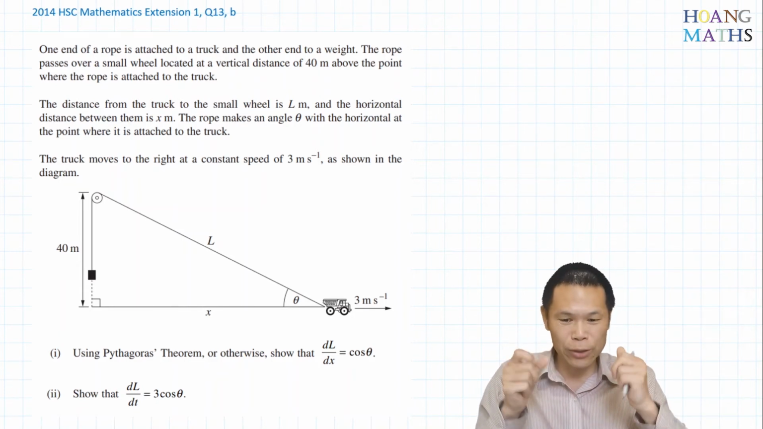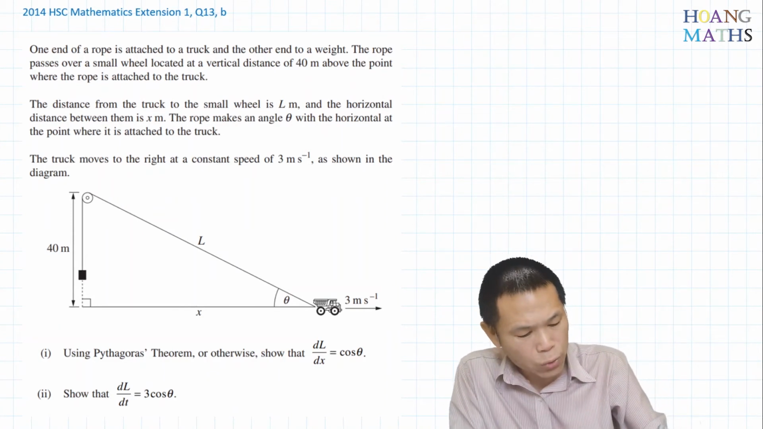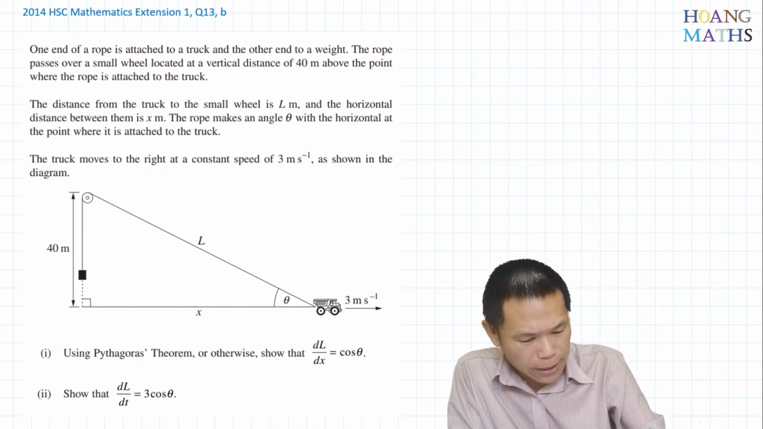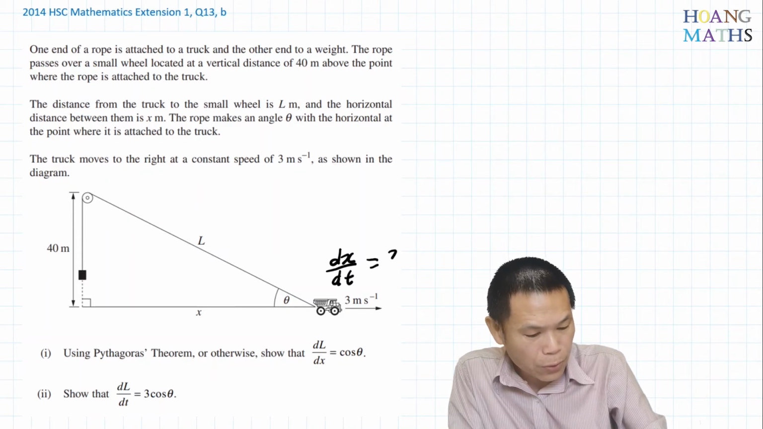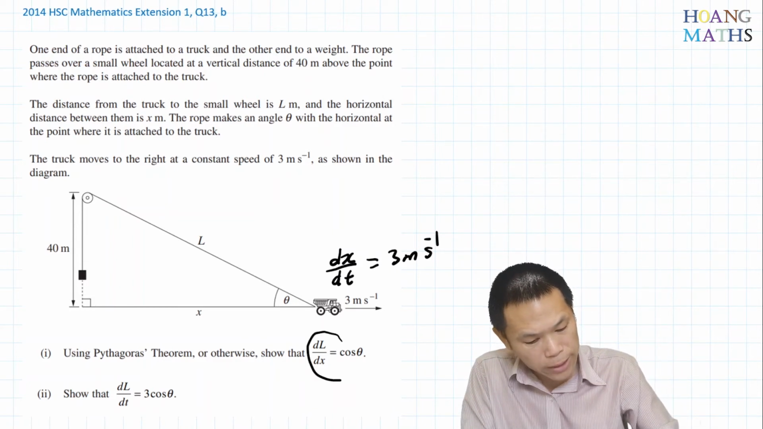So let's get into this. First of all, we know that dx/dt is 3 meters per second. So the question is asking for dL/dx.